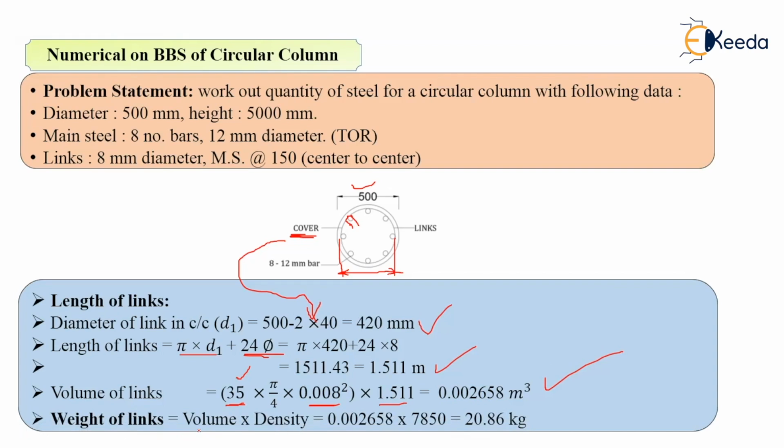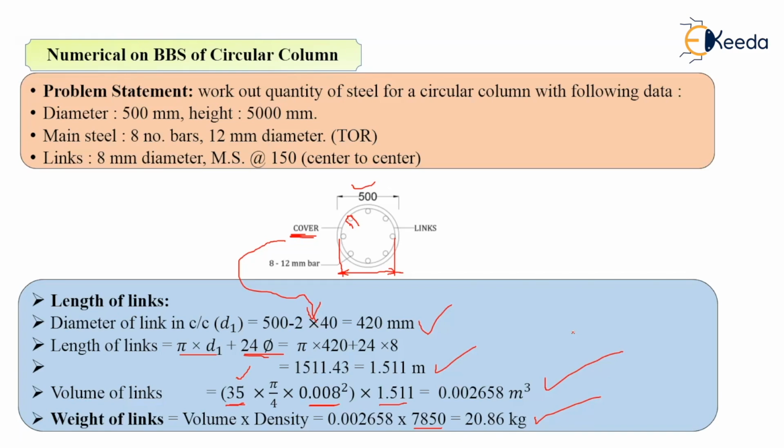And the last step is to calculate the weight of links. So weight of links can be calculated by the formula volume into density. Volume is 0.002658 meter cube, and density, as I told you, the density of steel is always taken as 7850 kg per meter cube. So weight of links will be volume, that is 0.002658 into 7850. That gives you 20.86 kg.